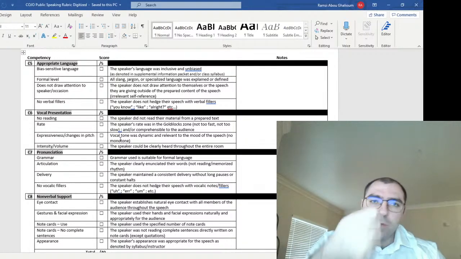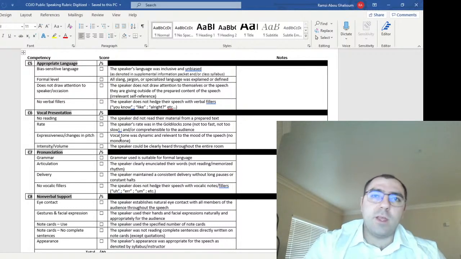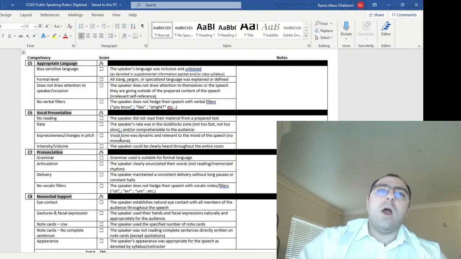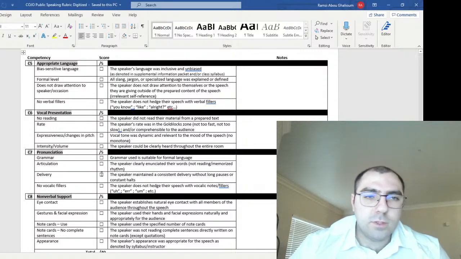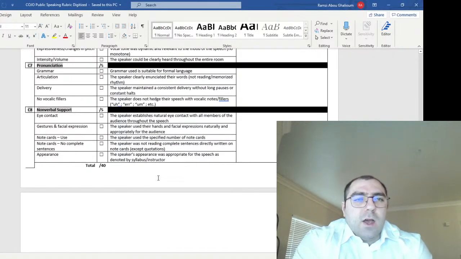But for you to be familiar and to give me a consistent delivery and a good delivery, you're going to have to practice it, because even if you write the speech, you're not going to be familiar with it. You're not going to be familiar with delivering it until you practice that a couple of times. Okay? And then finally, nonverbal support, eye contact.